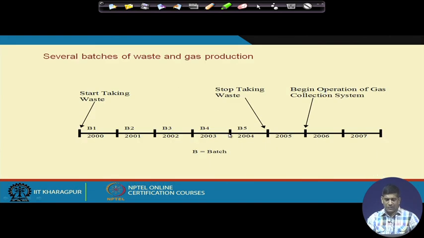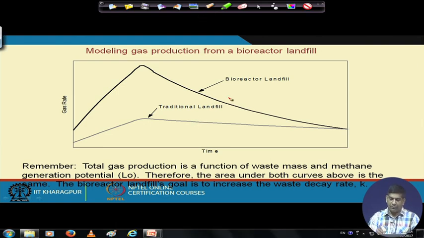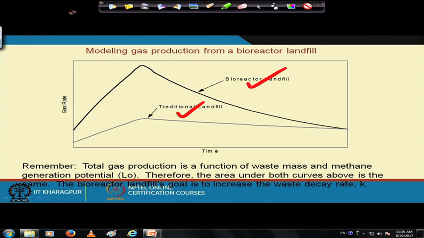You can take several batches of waste, say 2000, 2001, 2002. You start taking the waste, and here we stop taking waste and begin operation of gas collection. We can put every batch yearly, and then model the gas production. We can do the traditional landfill as well as the bioreactor landfill. Here the K values are different: for traditional landfill, the K value is different than for bioreactor landfill. For both, if you take the area under the curve, it will be the same. The total amount of gas production is the same. In the bioreactor, it gets produced in a smaller period of time. That's the only difference.